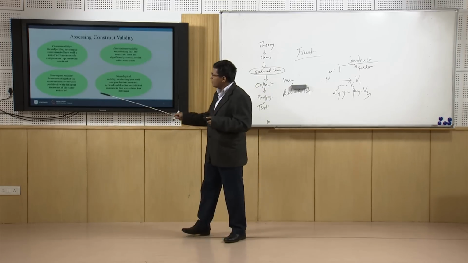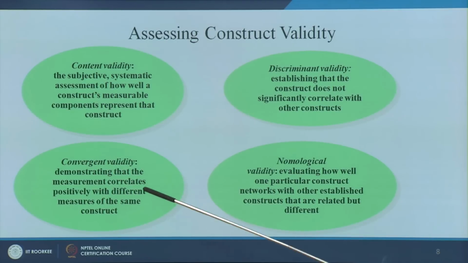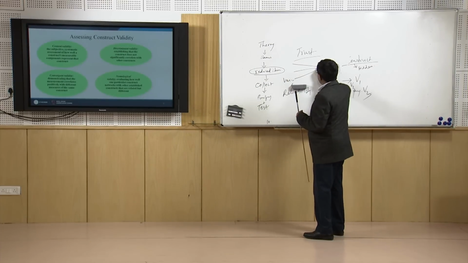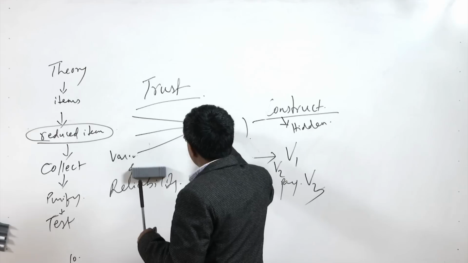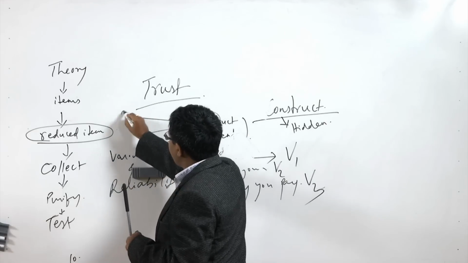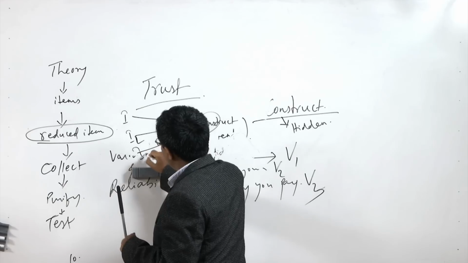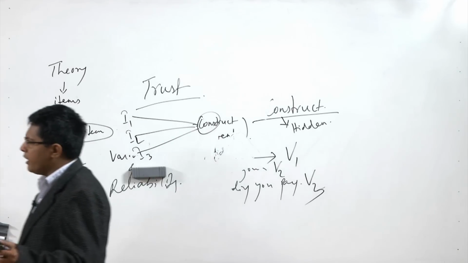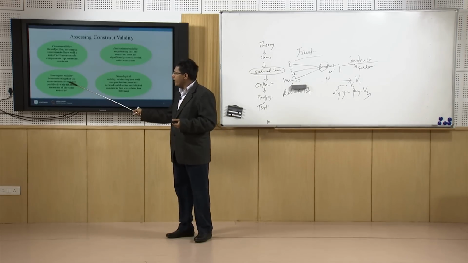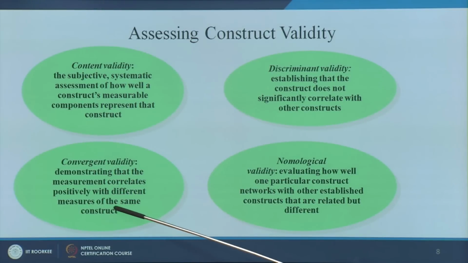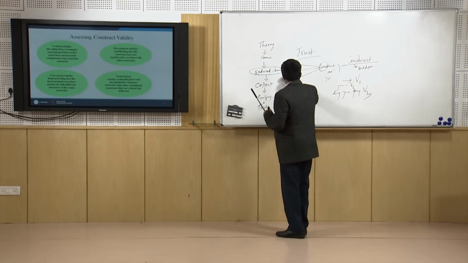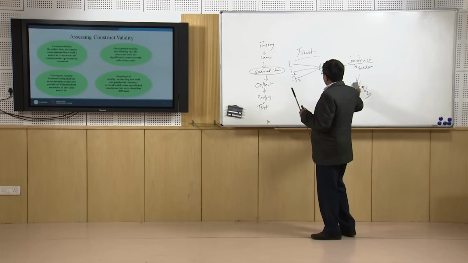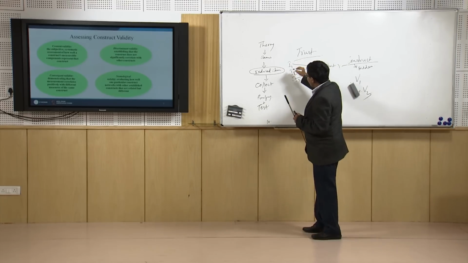So, the next is convergent validity. Now, what is convergent validity? If you understand from the term, it is converging. So, are they converging to the construct? Now, what is to be converging? The items. So, item 1, item 2, item 3, let us say, demonstrating that the measurement correlates positively with different measures of the same construct. The different measures of the same construct are, as I said, item 1, item 2, item 3. Are they converging, meaning is there a correlation between them?